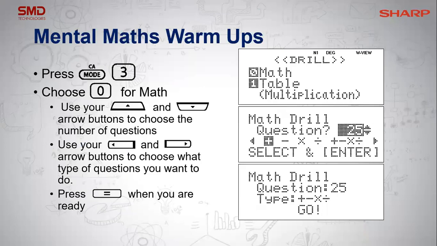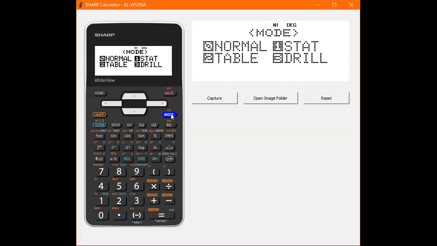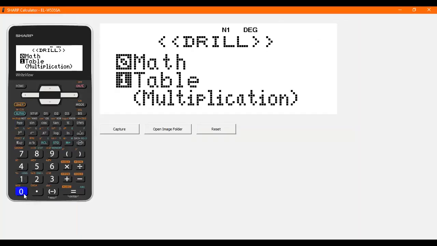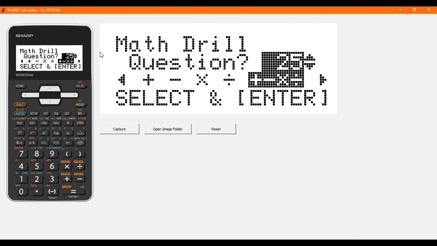So what's really, really nice on the calculator here is that you actually have a mental maths function, and I'm going to show you that now. So I'm going to press mode and then 3 for drill. And we're going to press 0 for math. And then you're going to choose. You have 25, 50, or 100 questions, and you can use your up and down arrow keys to decide how many questions you want to do. Then your left and right arrow keys choose the type of questions you want to do. So plus, minus, times, divide, or all 4 of these.